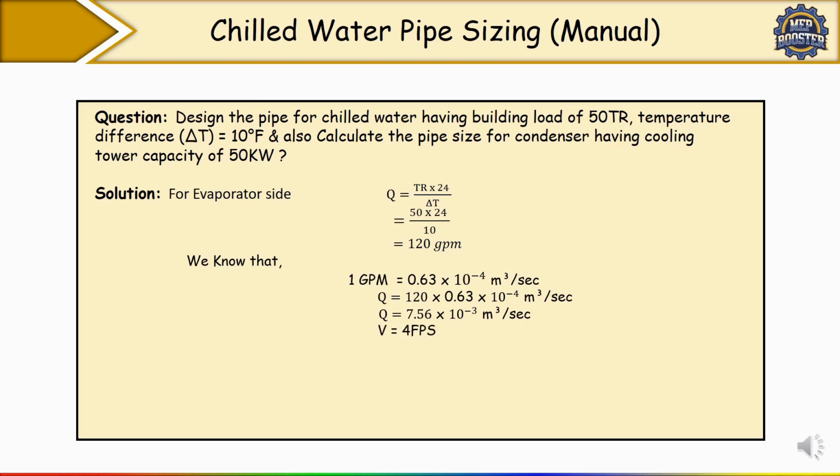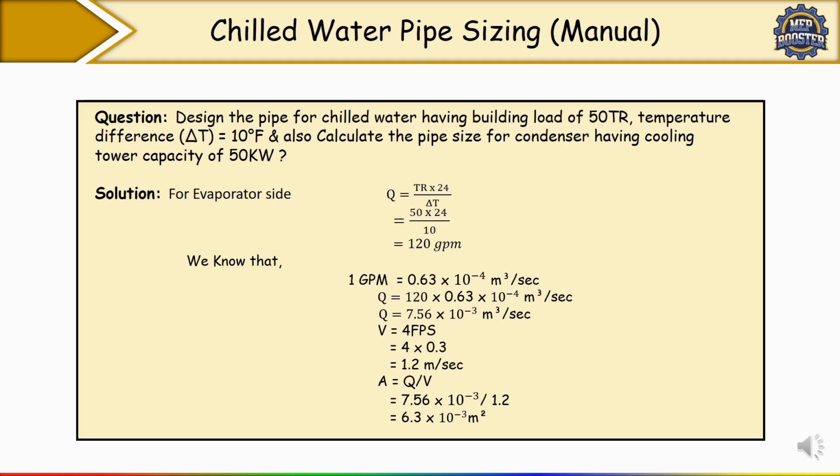And all of you know the velocity which we have to maintain for chilled water pipe size is 4 FPS. When you convert this FPS into meter per second, you multiply by the factor 0.3, because 1 feet per second is equal to 0.3 meter per second. So the value we have got is 1.2 meter per second. Now by using the discharge flow rate formula, you will get the area easily.